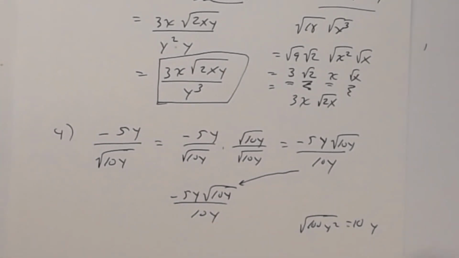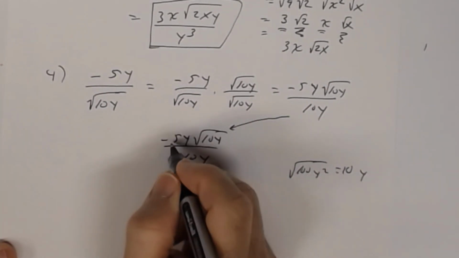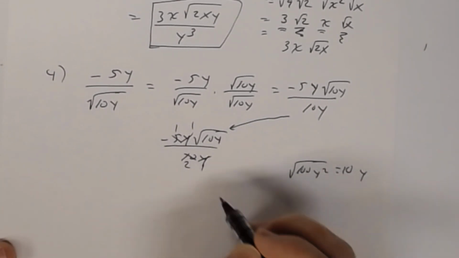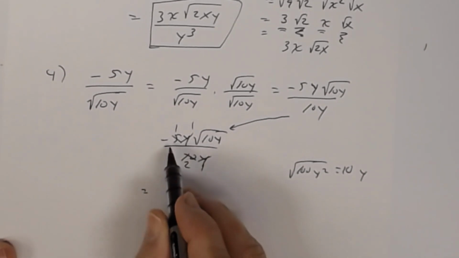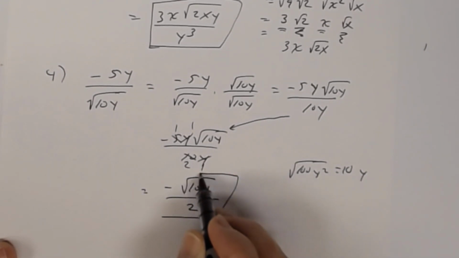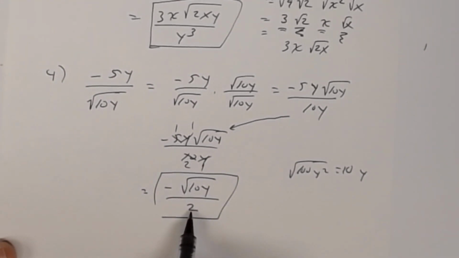So notice that I can reduce the 5 and the 10. So 5 and a negative 5 is a negative 1. 5 and a 10 is 2. The y's divide out, okay? And so you get your answer as negative square root of 10y divided by 2. And so that's your answer. Now don't make a mistake and reduce the 10 and the 2, because 10 is not a factor. You don't see a 10 here. You see a square root of 10. Right? And the square root of 10 cannot be simplified with 2. All right, so that's number 4.